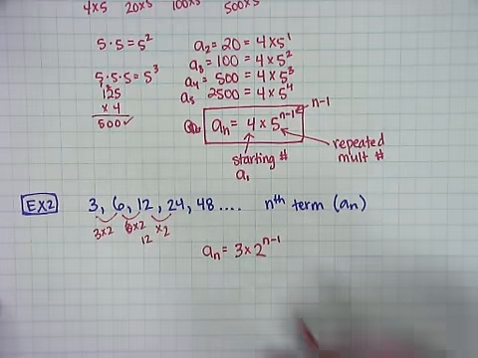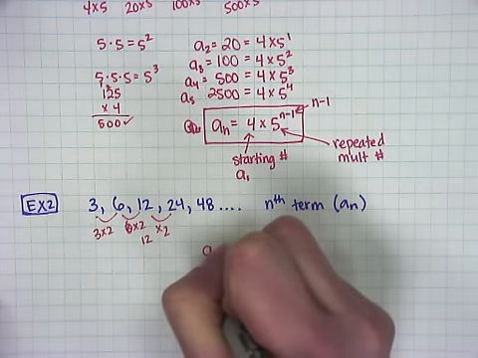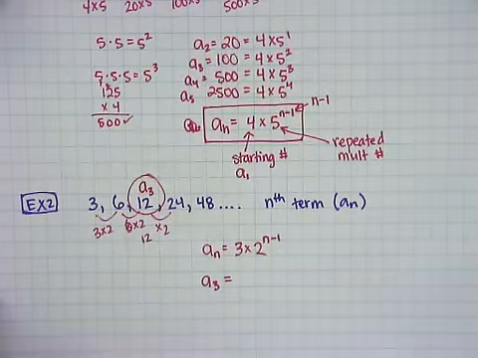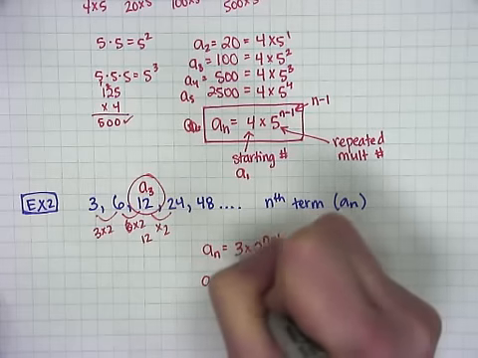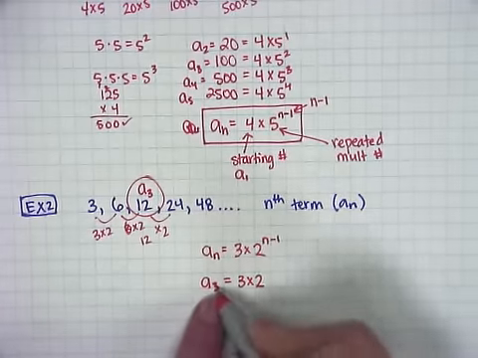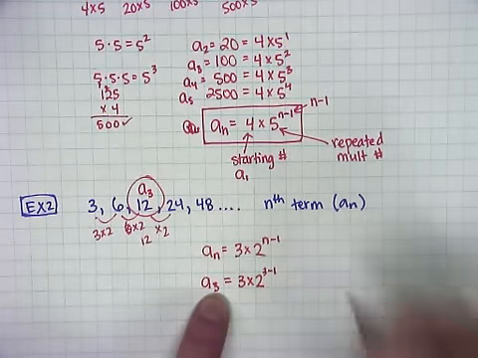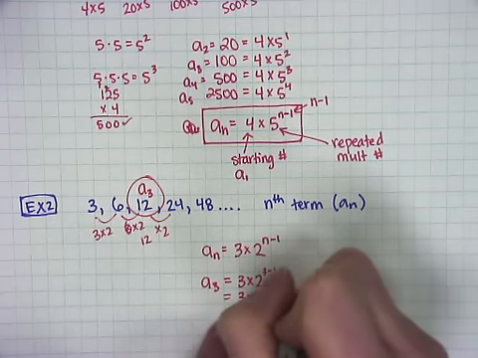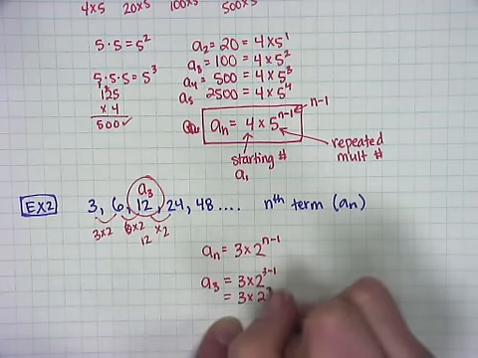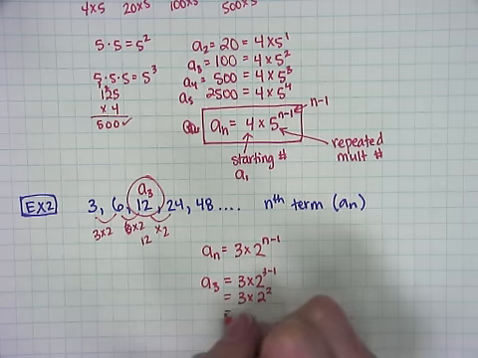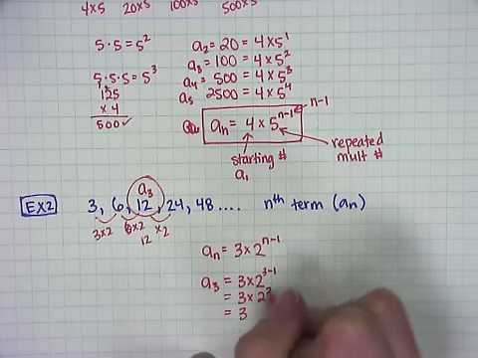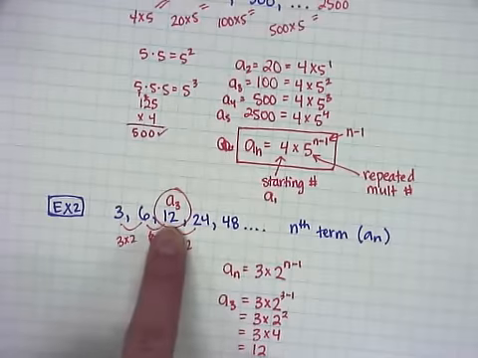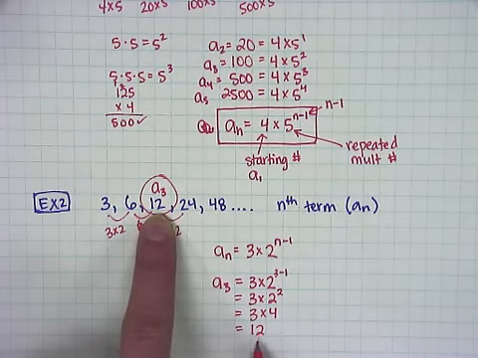Now I could check and see if it worked. So for instance, if I wanted to do a sub 3 to see if I really get 12. That's my goal, right? I plug in 3 times 2, and now 3 is going in for the n, so 3 minus 1. I have to do the exponent first, so 3 minus 1 is 2, right? And now I do my exponent again, so 2 squared is 4, and sure enough, 3 times 4 is 12. So it really did give me my a sub 3, it really did work.